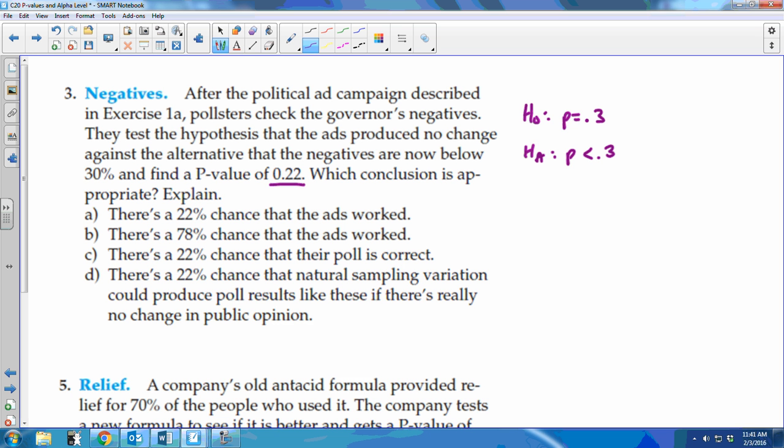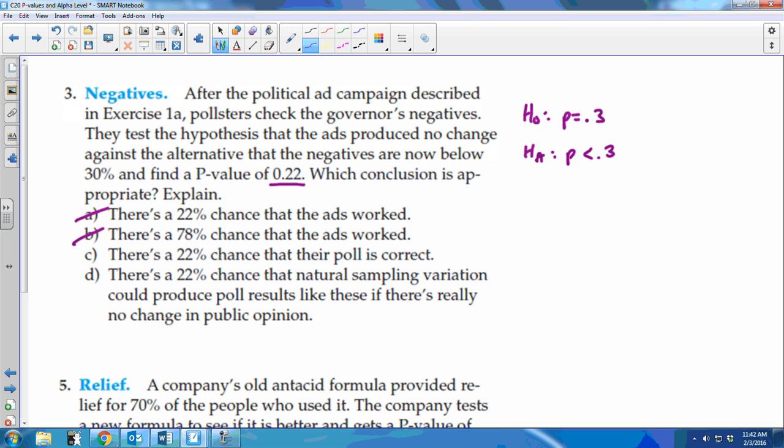So it's asking you which one of these is the correct interpretation of what a p-value is. A says there's a 22% chance that the ads worked. This is not what we're talking about. That's saying there's a 22% chance that the alternative hypothesis is true. It's not about a hypothesis. B says there's a 78% chance that the ads worked. Again, that is about a hypothesis, and that's just 100 minus 22. But again, it's not about a hypothesis.